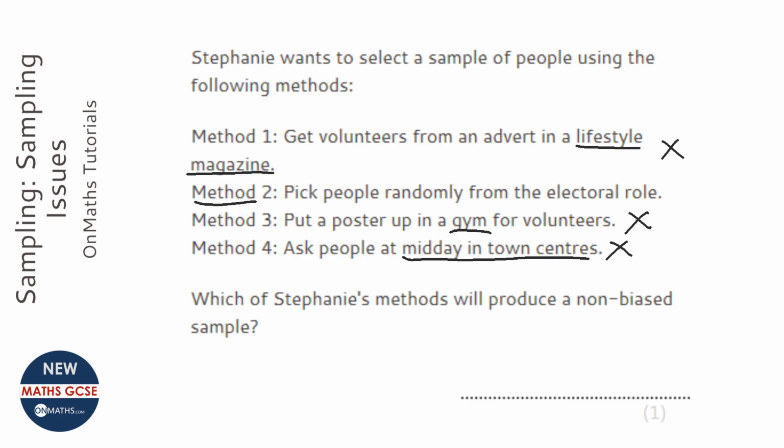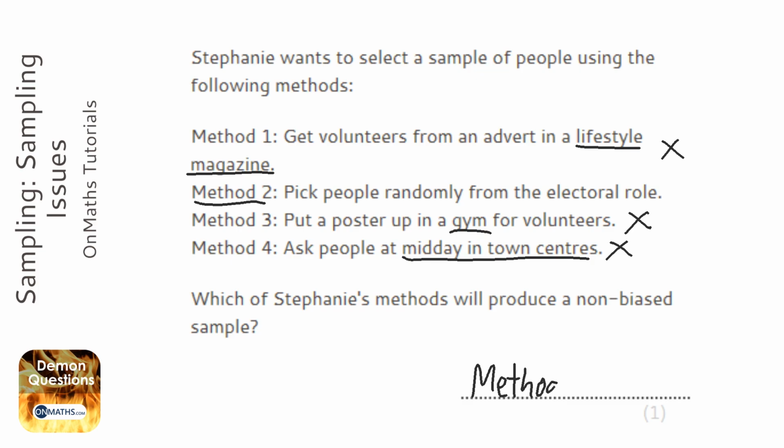So method two seems the better one, or best one of these. Picking people randomly from an electoral roll seems the best that is there.